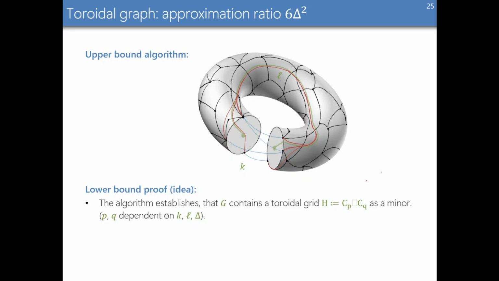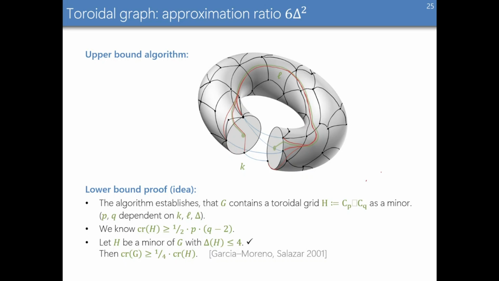So these p and q, the size of the toroidal grid minor, are still only dependent on k, L, and delta. And that's kind of the idea then, because we know that for this toroidal grid minor we have a lower bound: half of p times q is the least number of crossings that I always require. And then there is another result that shows me that if I have a minor which has a maximum degree of 4, in our case, and it requires a certain number of crossings, then the original graph requires a similar number of crossings.